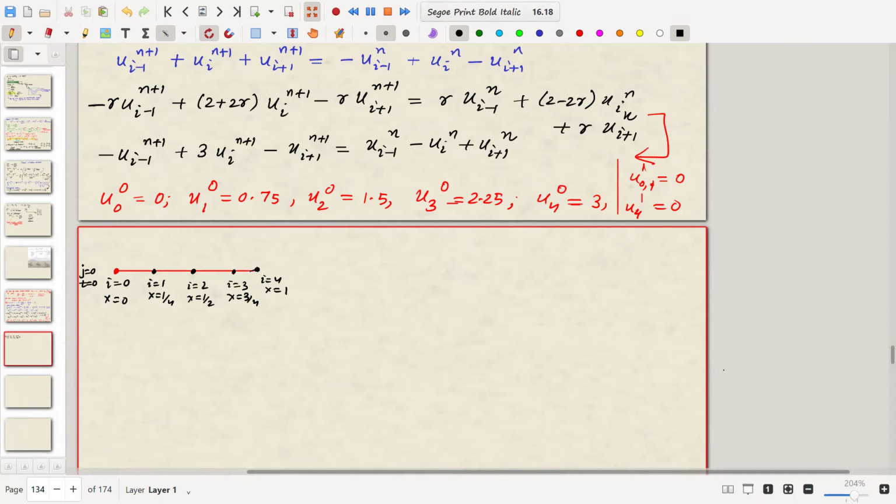What is your aim? Your aim is to compute at the next time step, that is j equal to 1, t equal to 1 by 8. Time step delta t is 1 by 8, given to you. Your assignment is to solve by taking this delta t to be 1 by 16. So you will get similar points here, right? This is u01 at time step 1, u11, u21, u31, u41. Your job is to find this from here.